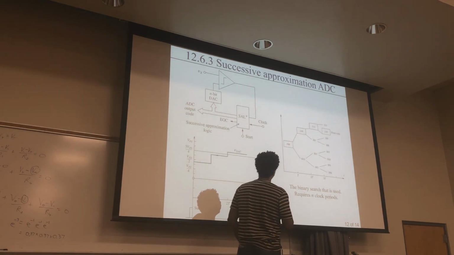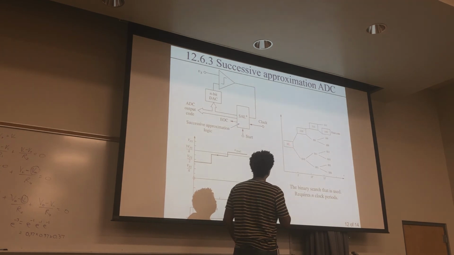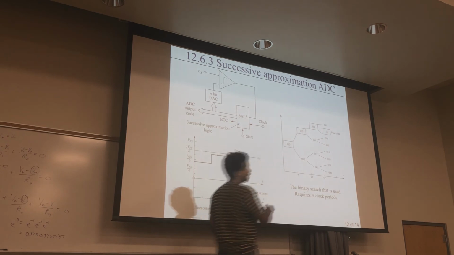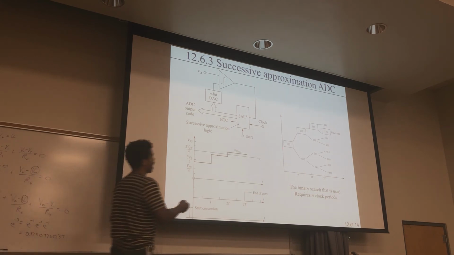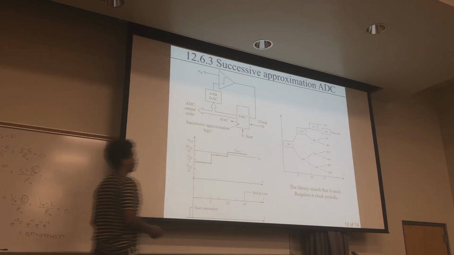And here's an example: first is here, but the actual value is higher than that, so it goes up to there. It's higher than that, so it goes up to there. It's lower than that, so it goes down to there. And that's how it finds the final value of whatever came in. If it was lower than that, it would take this path. Okay?